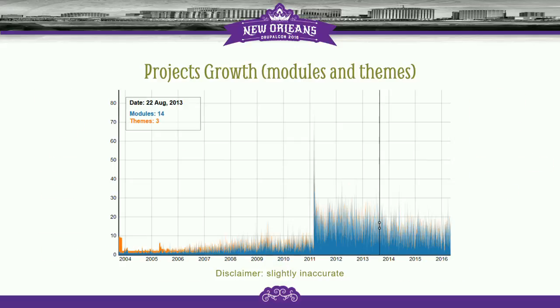This graph is slightly inaccurate because it's more like a histogram, and I should have used a bar chart. But for the most part it's accurate, and you can see that around 2011, there were about 60 plus projects created. I'm guessing that's when Drupal 8 development started, and a lot of projects got moved out of core or something. I've not really evaluated this further, but it's an interesting thing.